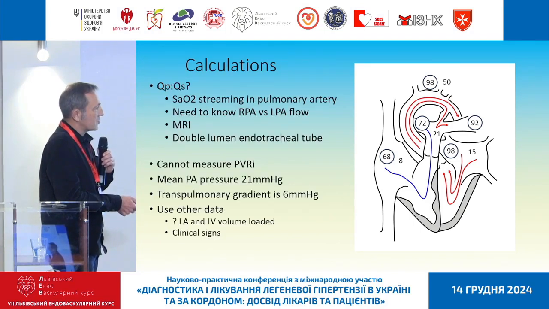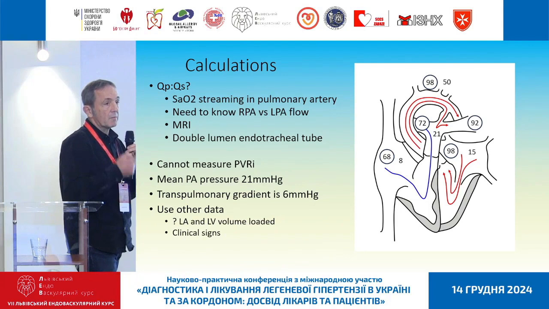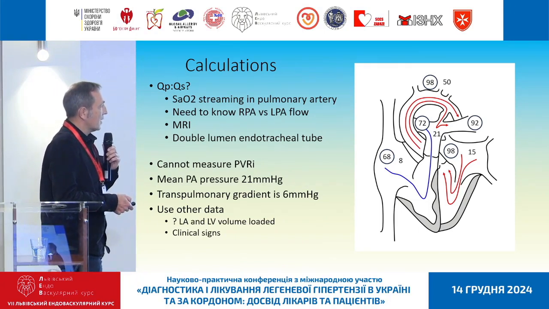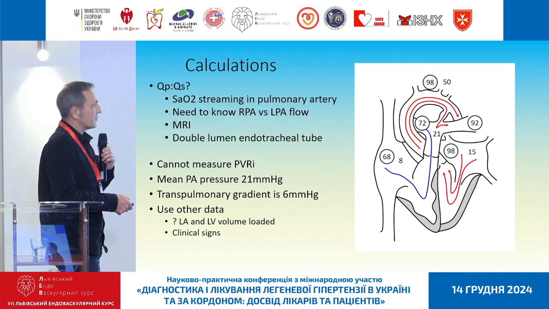The problem is that there's streaming of flow to the individual pulmonary arteries, and the only way you can quantify the shunt is by knowing the individual branch flow, which is extremely difficult to do in the cath lab, if not impossible. You really need to do an MRI, or you can do it if you have the child intubated with a double lumen endotracheal tube, and you can measure individual oxygen uptake from both lungs, but that's really complicated. So because we can't measure the shunt, we can't measure the pulmonary vascular resistance index, and so we have to go on the other measures.